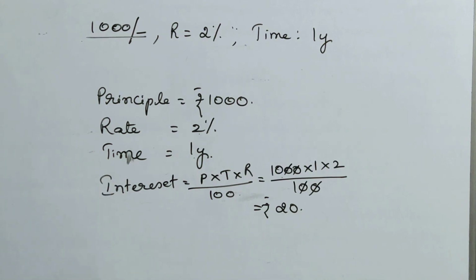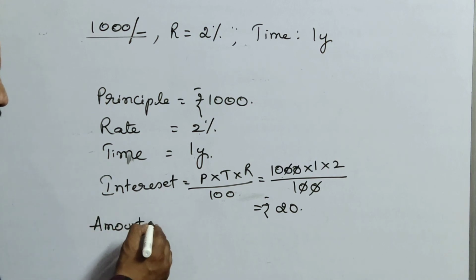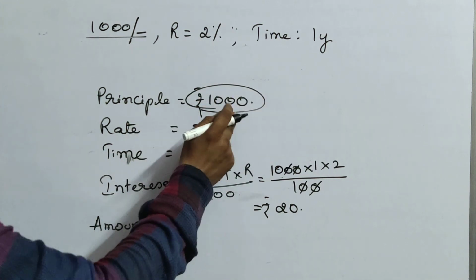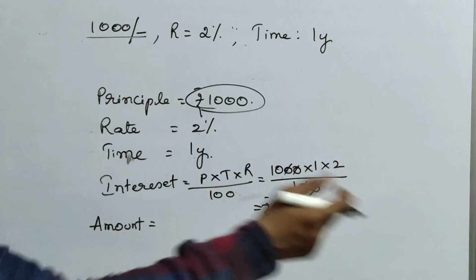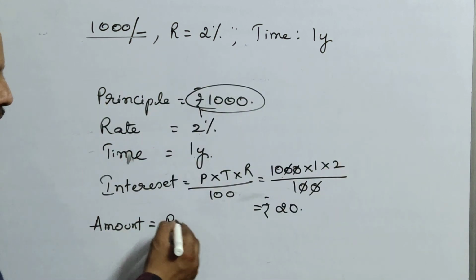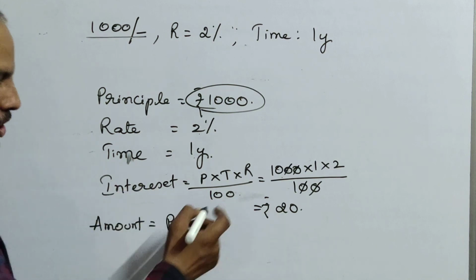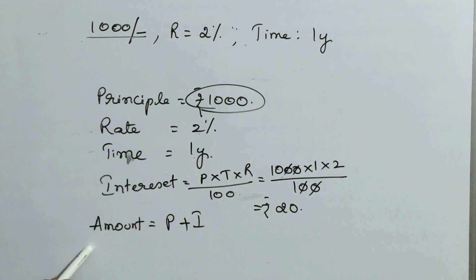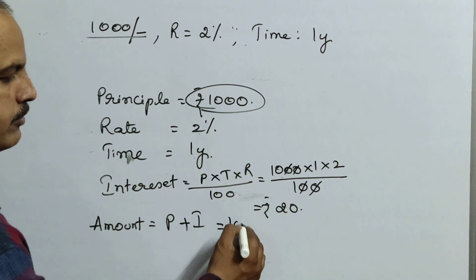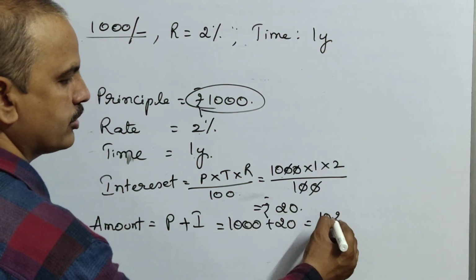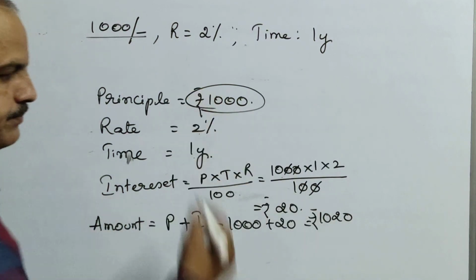Then how much total amount is he giving now? Amount is the total amount he has to pay to his friend. Amount equals principal, because he was given 1000 rupees, no? That also has to be given back to his friend. Along with the principal, he will give the interest, that is P plus I. So amount equals P plus I. So we got the formula. The principal is 1000 rupees plus 20, so his friend gets 1020 rupees.